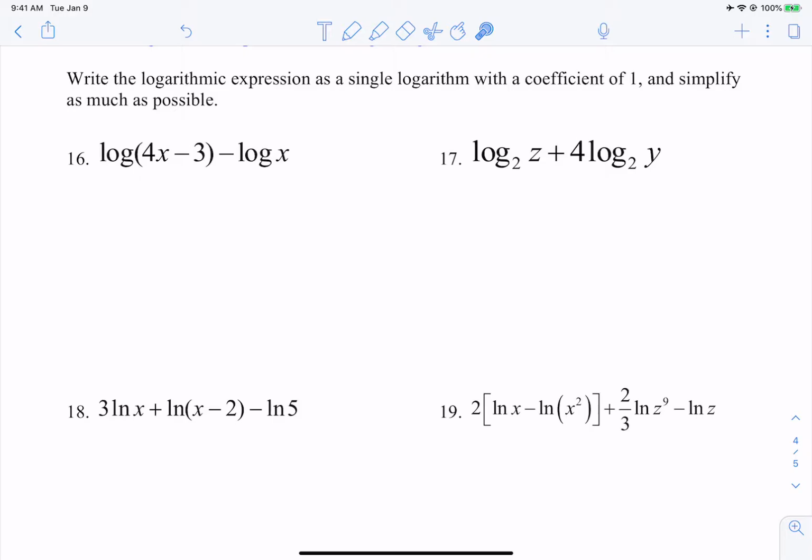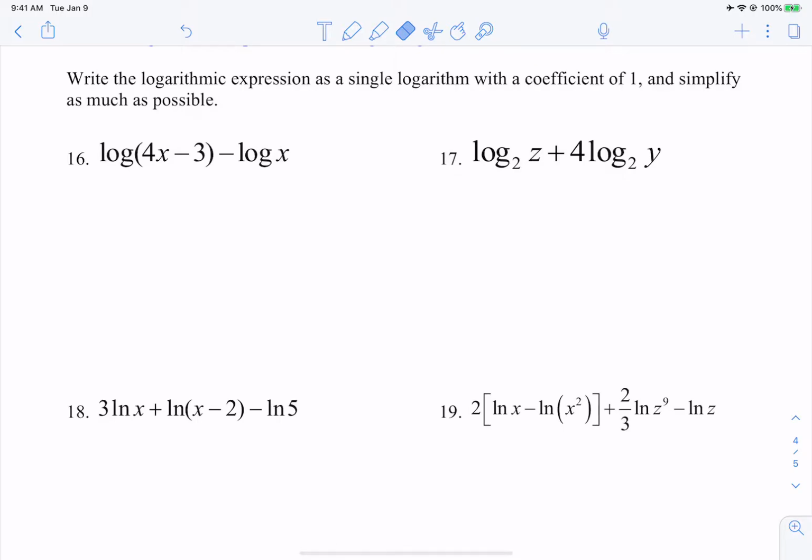So our goal is to rewrite it with one logarithm. Let's not leave any coefficient out in front. That needs to pull back in as a power. Okay, so let's start with 16. The first thing you want to notice is there are no coefficients. They're ones. If the coefficients were something sitting there, we would pull that in as a power. So we don't have to worry about that for number 16.